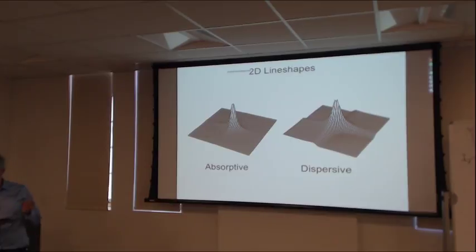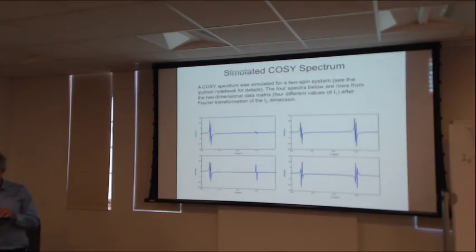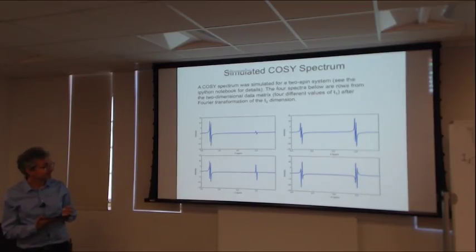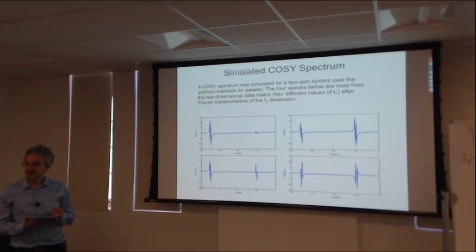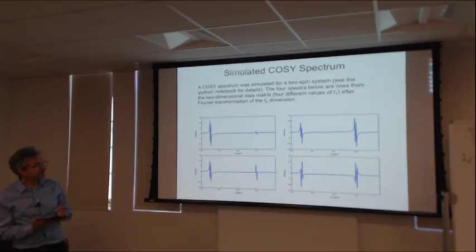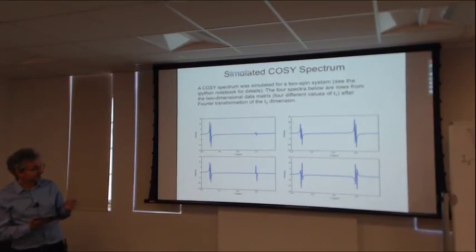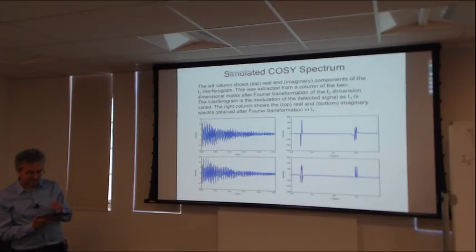Here's the absorptive and dispersive line shapes. And here's just the simulation then. Back to just simply two spins. Here is the spectrum at four different values of T1. So the spectrum data has been transformed in one dimension, and you can see that depending on how long T1 is, the spectrum will be different.